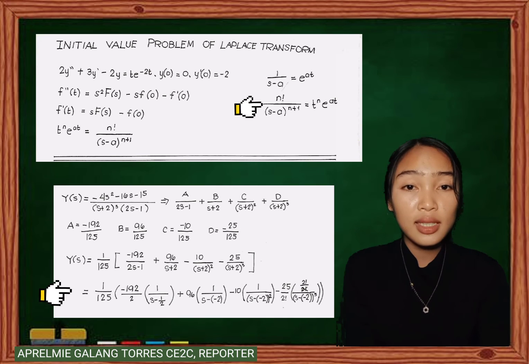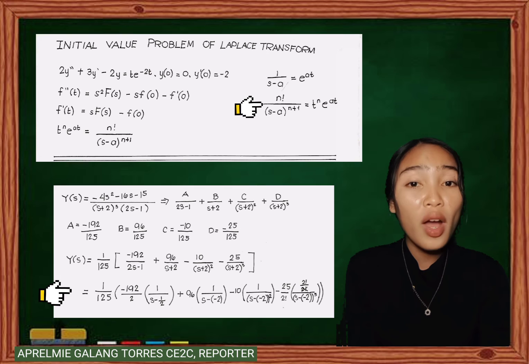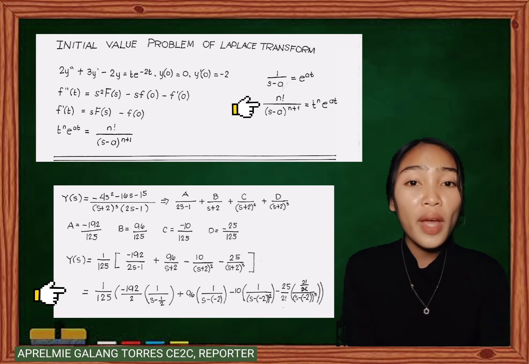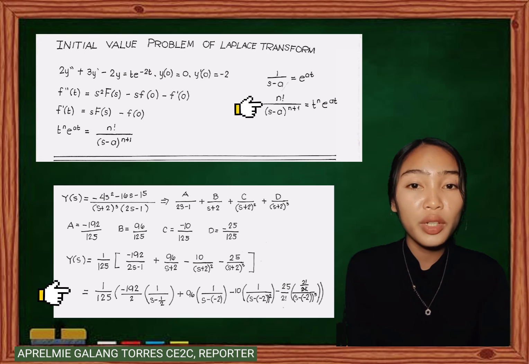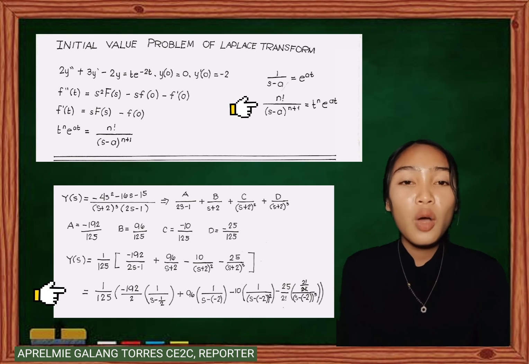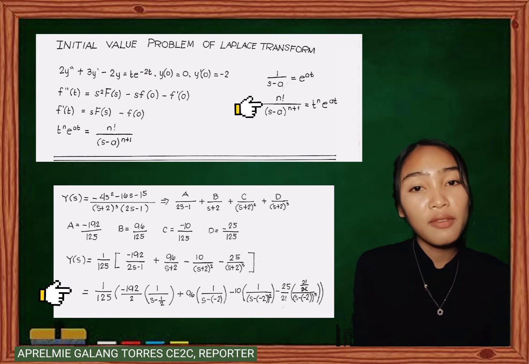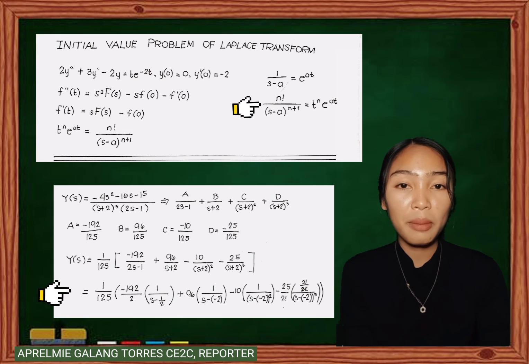And then notice that our exponent here is squared, which is 1 plus 1. So if we have 1 plus 1, then we know that n is equal to 1. So we'll go ahead and say that we have 1 factorial in the numerator, which is just 1, and that's fine. So we have 1 over the quantity of s minus negative 2 squared. In our fourth term, we'll do a similar thing. We'll pull out the negative 25, and then we've got this multiplied by.